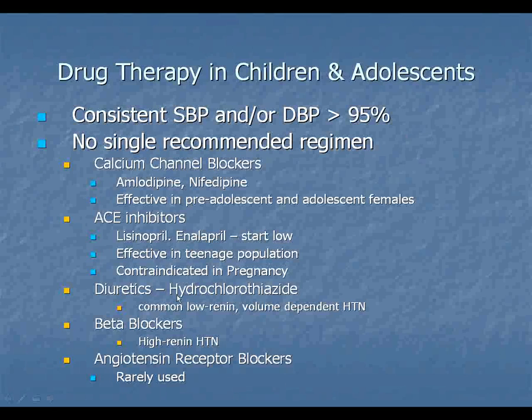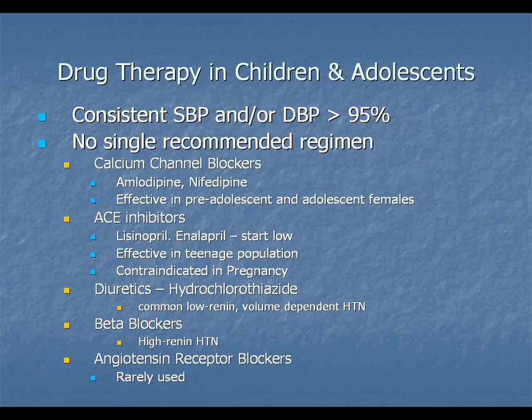Diuretics are very effective in the African American population because it's very common to have low renin volume-dependent hypertension. ACE inhibitors I frequently use in the teenage boy population, mostly because you can take a once daily dose of lisinopril or enalapril, start low and have room to increase. Once daily is the key to get these kids to stick to this regimen.